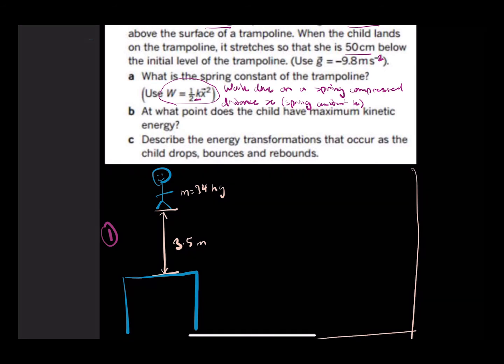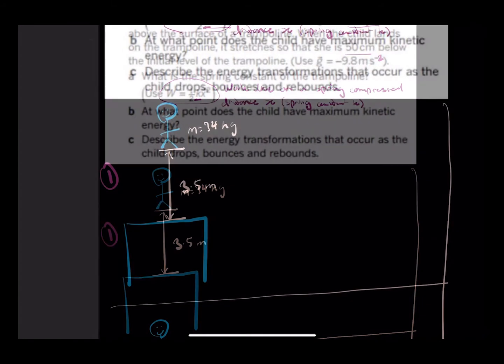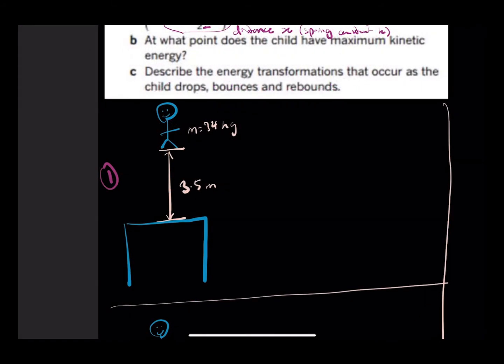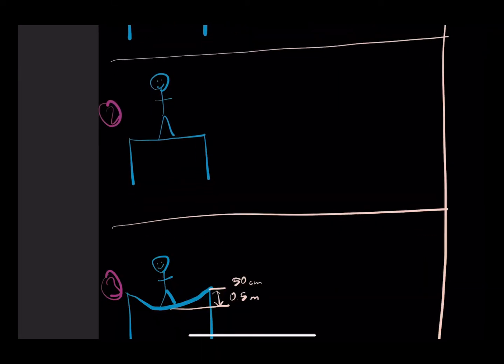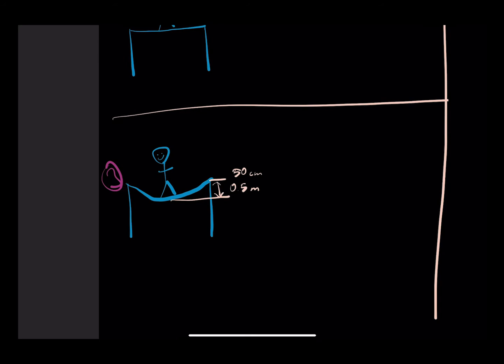I've broken this scenario down into three sort of time intervals for us. The first one is the first thing they tell us in the question, that we have a child that weighs 34 kilograms at a height of 3.5 meters above a trampoline. From there, they're going to start to fall towards the trampoline. They'll hit it, they'll depress it, and bounce back up. The question tells us after they've hit the trampoline, that they depress it to a distance of 0.5 meters.